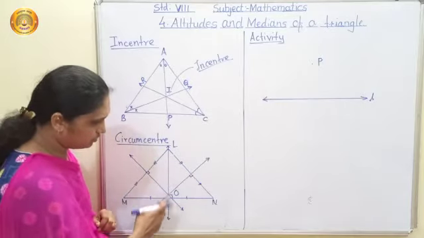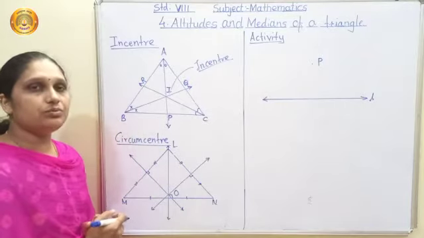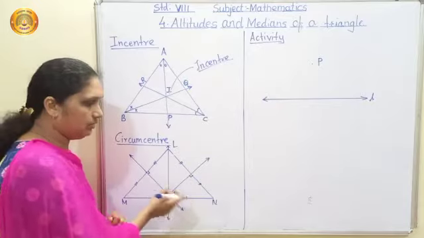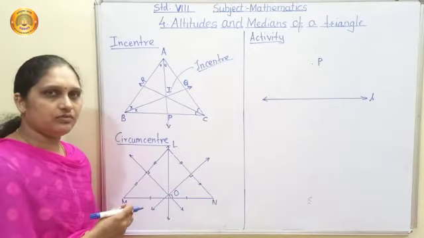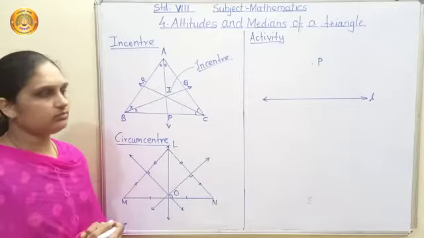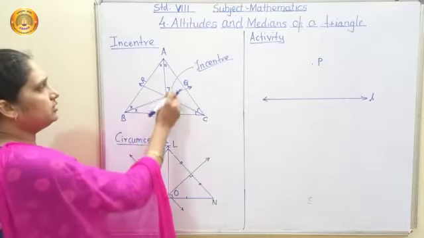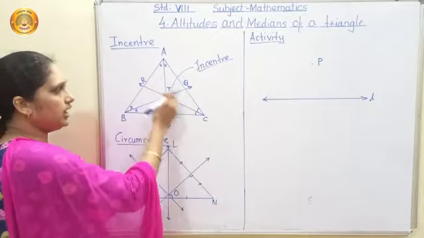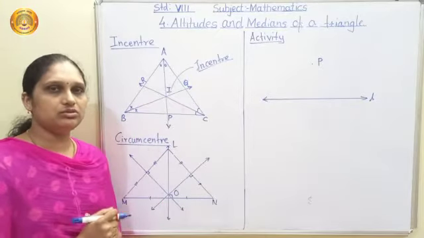are passing through one point. So the point of intersection I have given the name O, and this point of intersection is called the circumcenter. Now again here, in the incenter, all the angle bisectors are passing through one point.